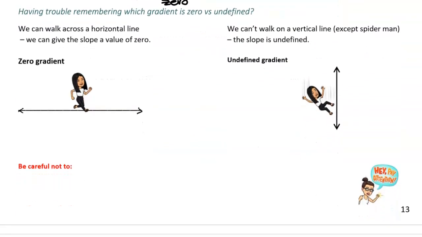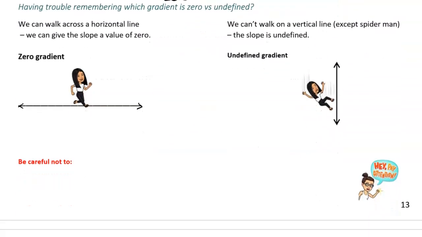Now a nice little reminder down here, having trouble remembering which gradient is 0 and which one is undefined. So remember, we can walk across a horizontal line and we give that a slope value of 0. So that one is perfectly fine to walk across. We can travel along there just fine. Now a vertical line, except for Spider-Man, you can't walk along that. So we're going to be falling down there. So it's an undefined gradient. I imagine a maths teacher falling down a cliff face would be screaming out undefined as they fell.